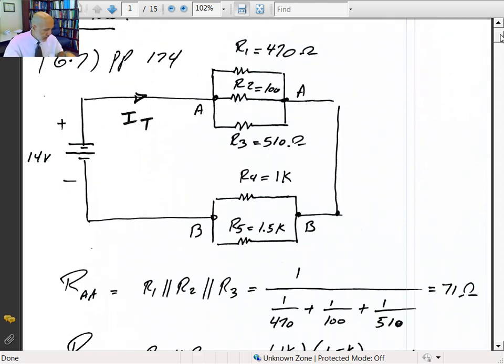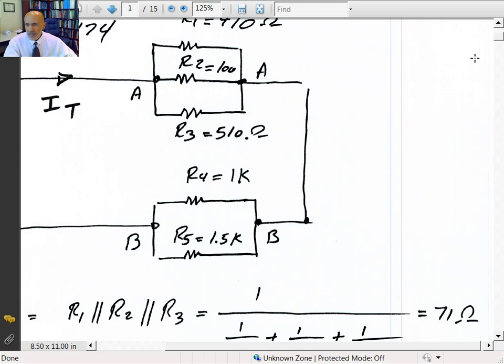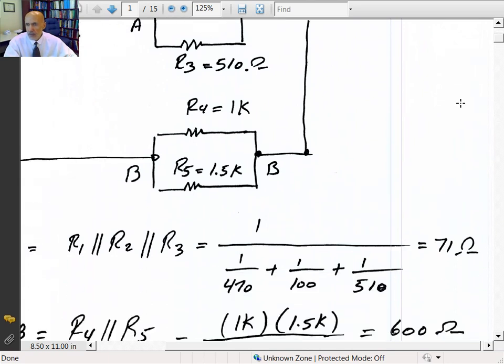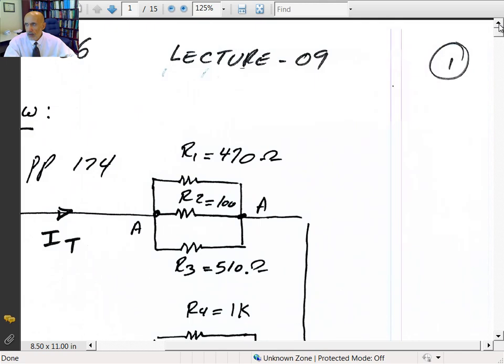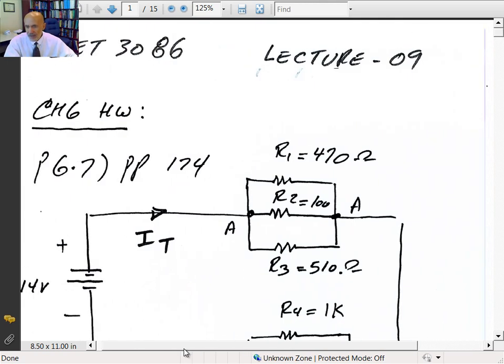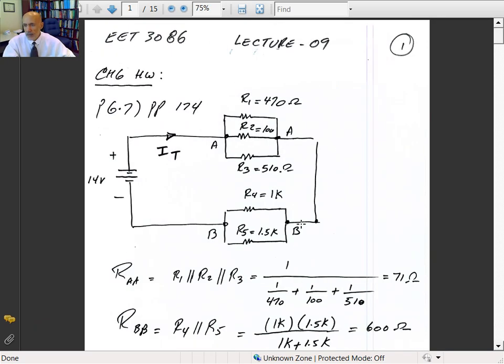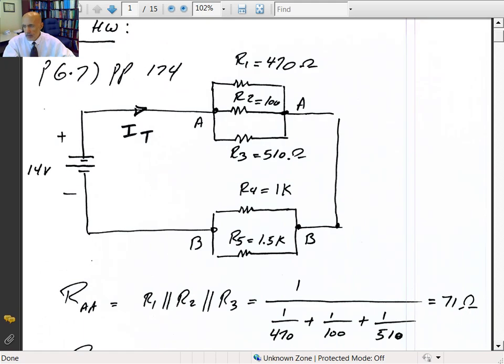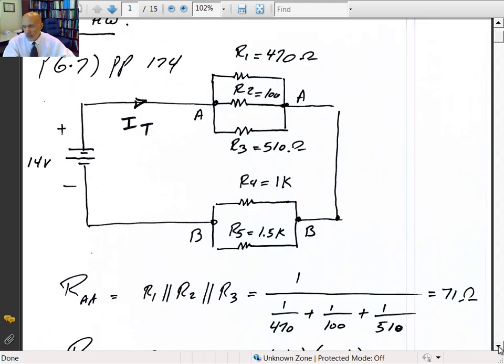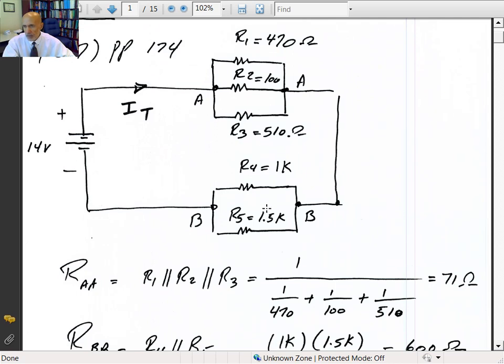They're asking you to calculate the component currents and the loop voltage for the circuit shown, along with the value of I total and R total. The first thing you want to do is calculate R total. If you notice, R1, R2, and R3 are connected in parallel, and so are R4 and R5.